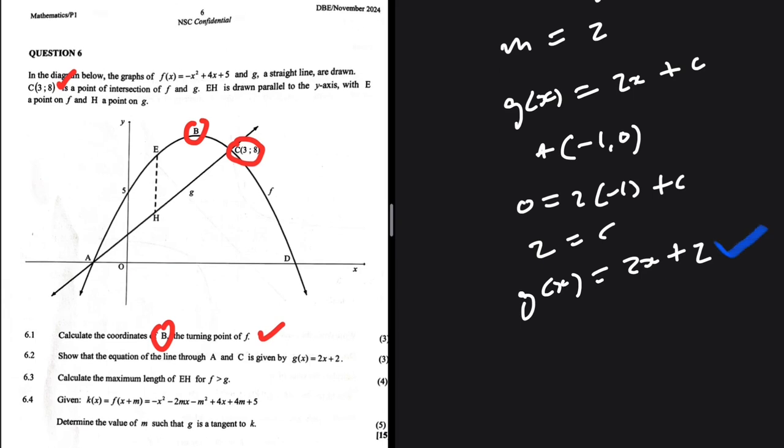And we are quite happy with that. We are convinced that what we have done is correct. But take a look at this. In the diagram below, the graphs of f of x and g of x, a straight line, are drawn. C is a point of intersection of f and g. E is drawn parallel to the x-axis, and E, a point on f, and H are on g. Right. E, a point on f, and H, okay, a point on g.